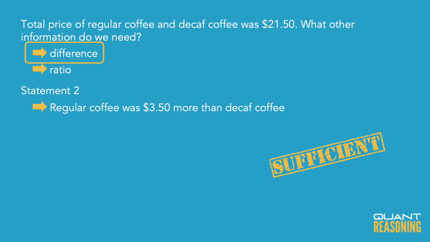This is sufficient to answer the question, and I can eliminate the answer choices that claim that statement 2 is not sufficient on its own. So A, C, E are all gone. We're down to just two answer choices, B or D.